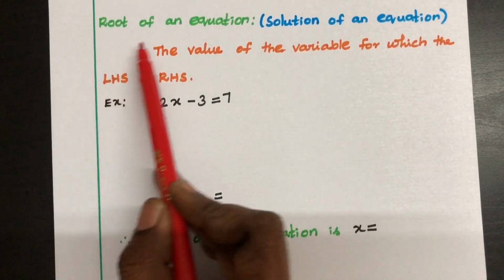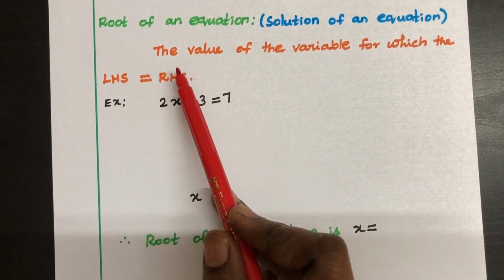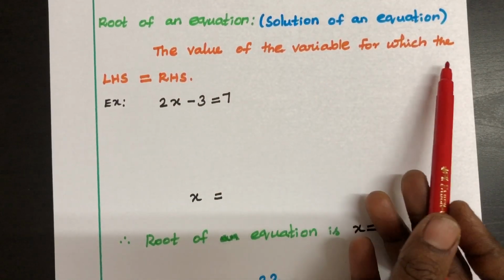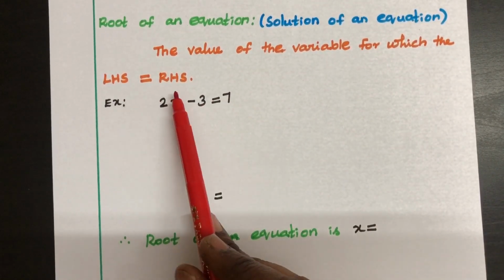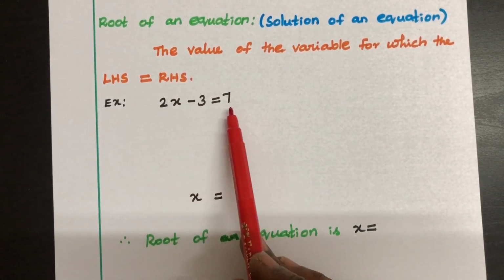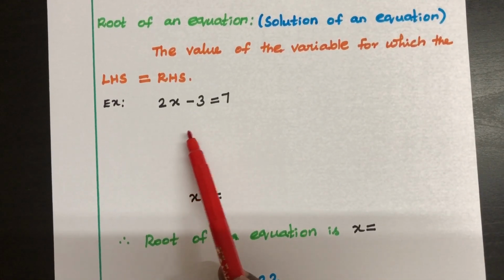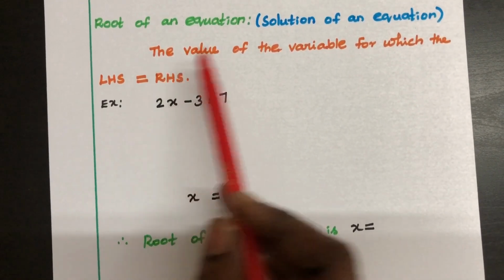Now, root of an equation or solution of an equation. What is that? It is the value of the variable for which the LHS equals the RHS. That means the value which satisfies the equation. Satisfying means both the sides become equal. That is called the root of an equation.